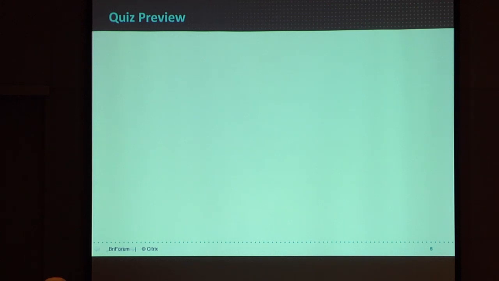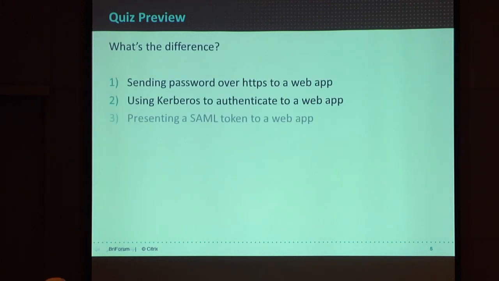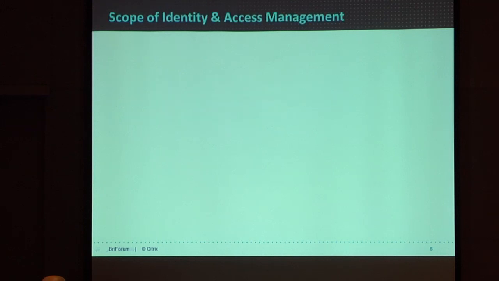This is a preview of a quiz I'm going to come back to later in the session, but it's a good checkpoint to see what level of understanding you've got. By the end of the session, you'll hopefully have a good idea of what's different about authenticating to a web application or website by using a password, or by using Kerberos or a SAML token. Getting you to that level of understanding is a good way of having a handle on the identity and access management issues that at some point will affect Windows. So we'll come back to that.